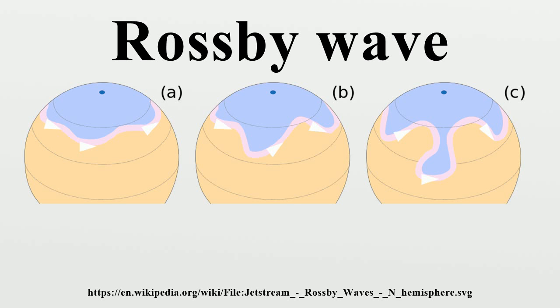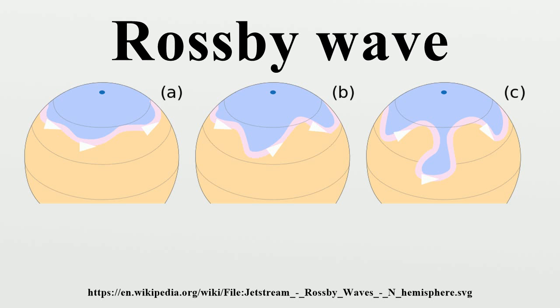However, the wave's group velocity can be in any direction. In general, shorter waves have an eastward group velocity and long waves a westward group velocity. The terms barotropic and baroclinic Rossby waves are used to distinguish their vertical structure. Barotropic Rossby waves do not vary in the vertical and have the fastest propagation speeds. The baroclinic wave modes are slower, with speeds of only a few centimeters per second or less.